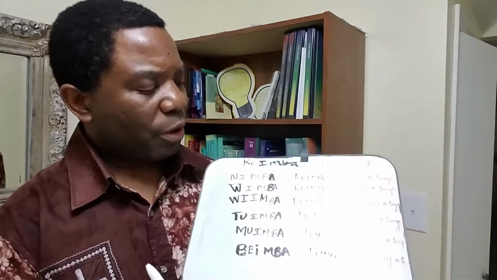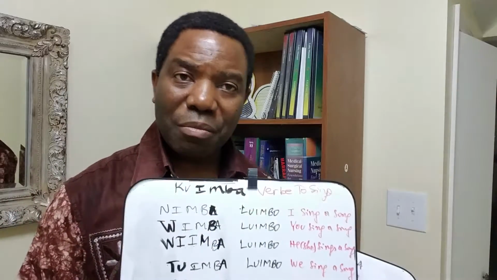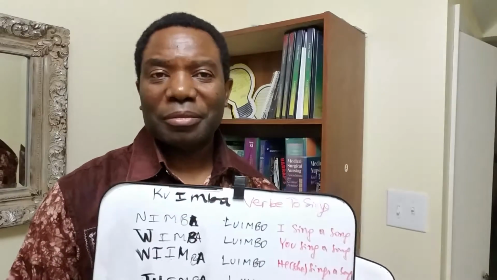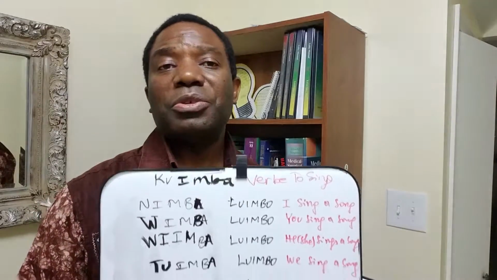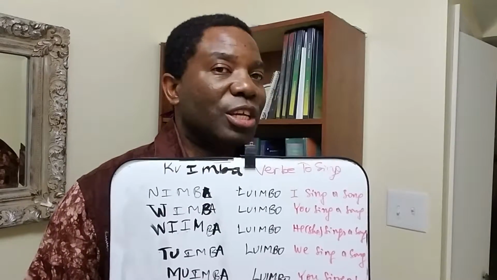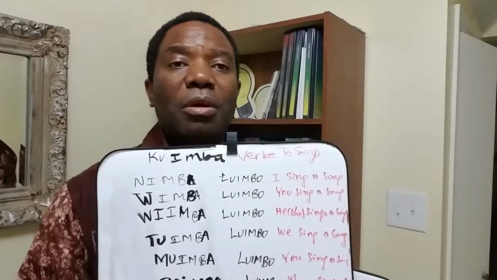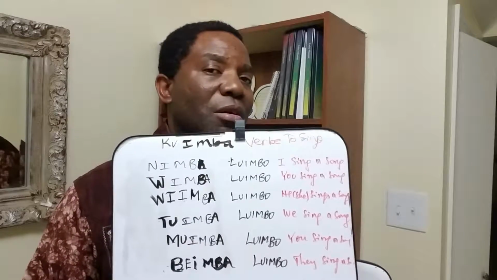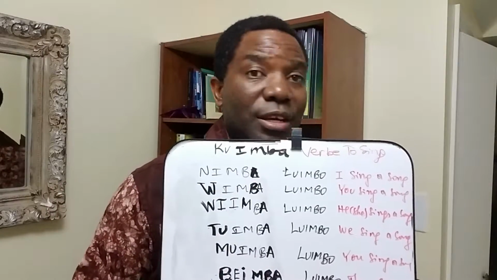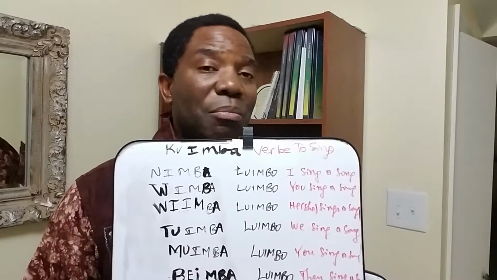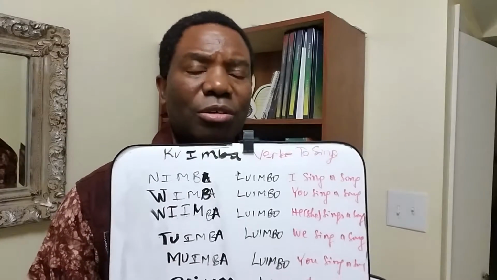We have the verb kuimba. Naimbe luimbo, I sing a song. Waimbe luimbo, you sing a song. Waimbe luimbo, he sings or she sings a song. Tuwaimbe luimbo, we sing a song. Mwaimbe luimbo, you sing a song. Abayimbe luimbo, they sing a song. And then that was the verb to sing.